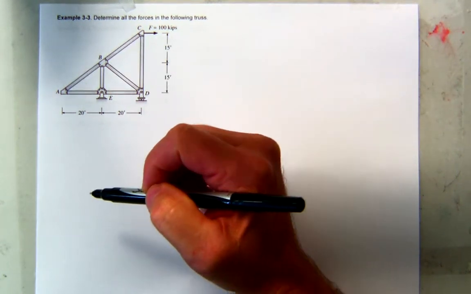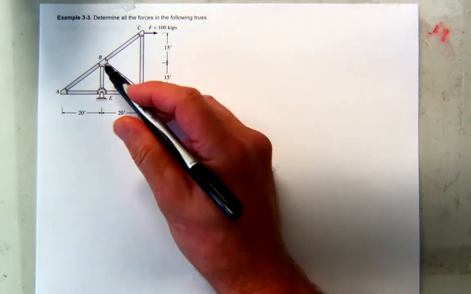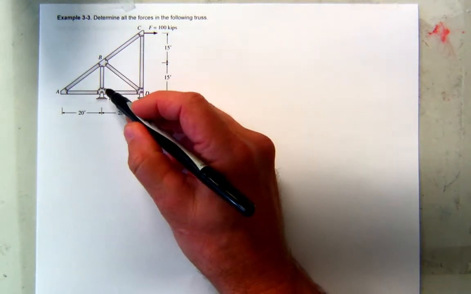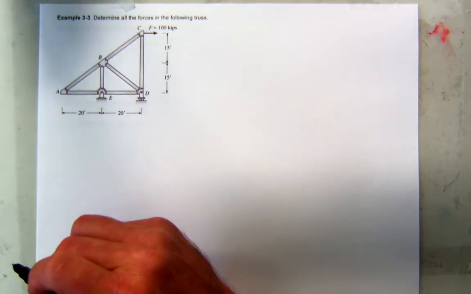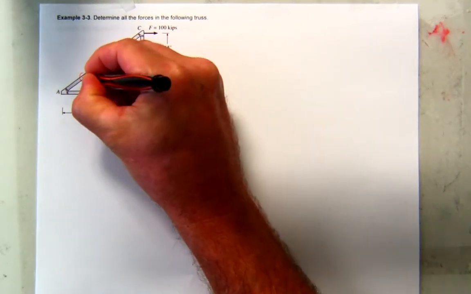Is there a case 2? Now this looks like case 2 at E. See, there are 3 elements. 2 are collinear, but what's applied at E? A reaction, which is a force. So that's not a case 2. So right off the bat, I can just start by saying these are zero force members. 0. 0.